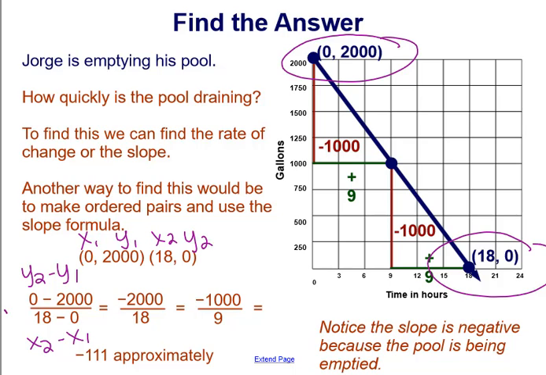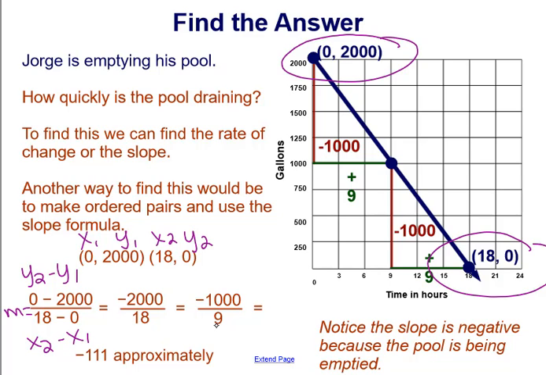Our slope would be 0 minus 2,000 over 18 minus 0, which equals negative 2,000 over 18, which can reduce to negative 1,000 over 9, which is approximately negative 111 per 1. So it's the same answer we got using the rise over run, it's just using the slope formula.